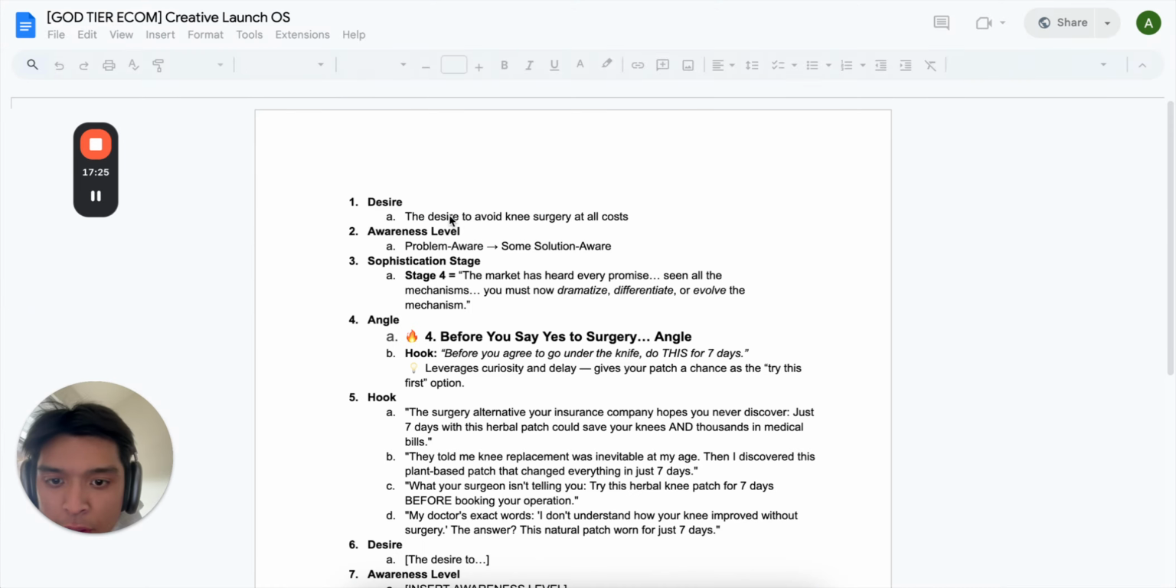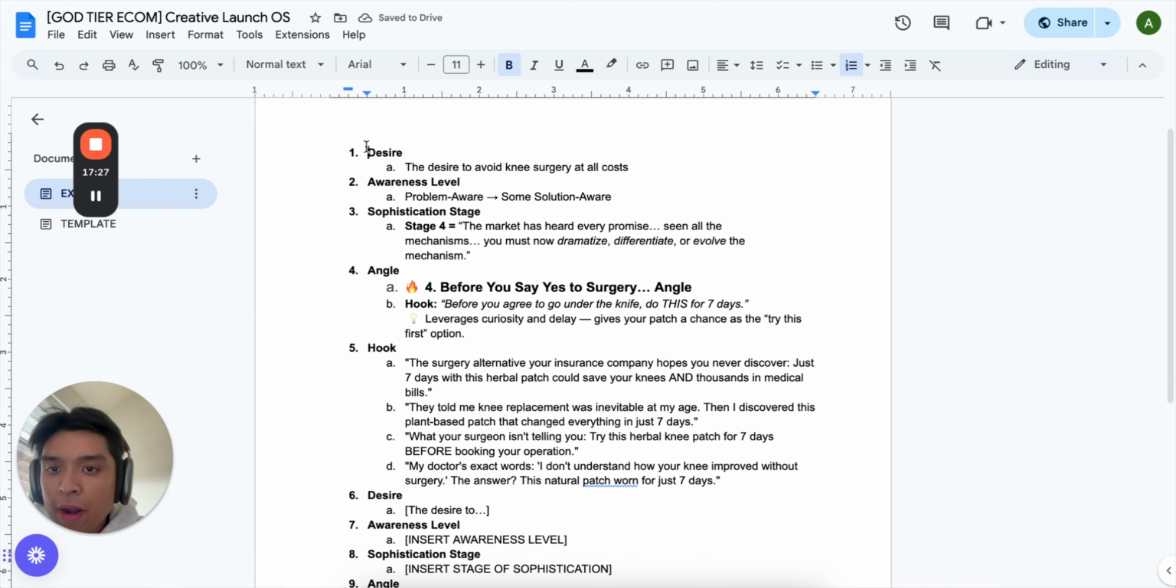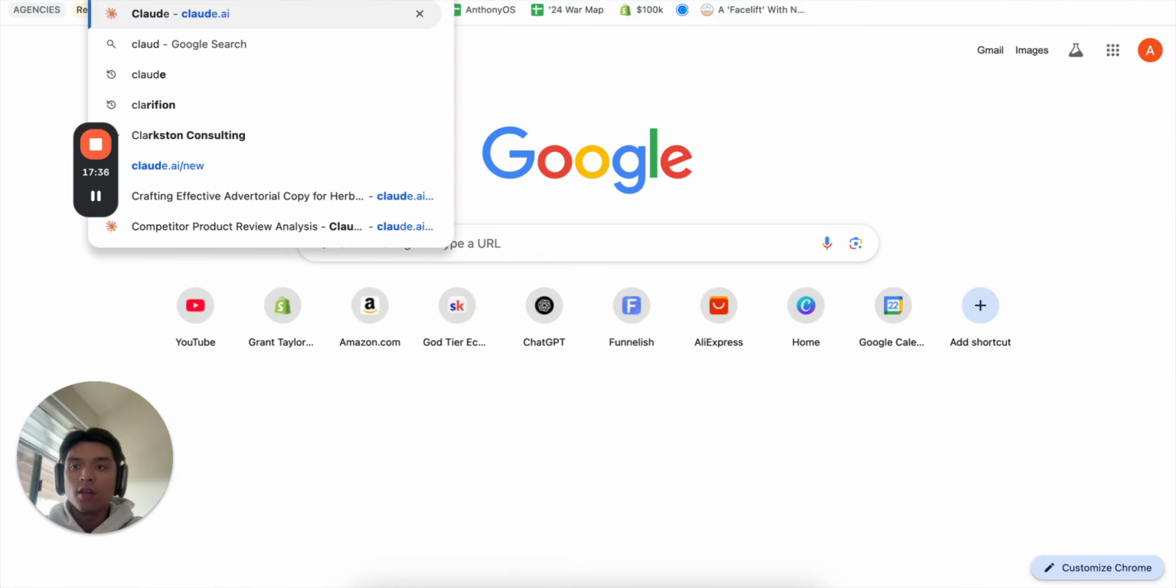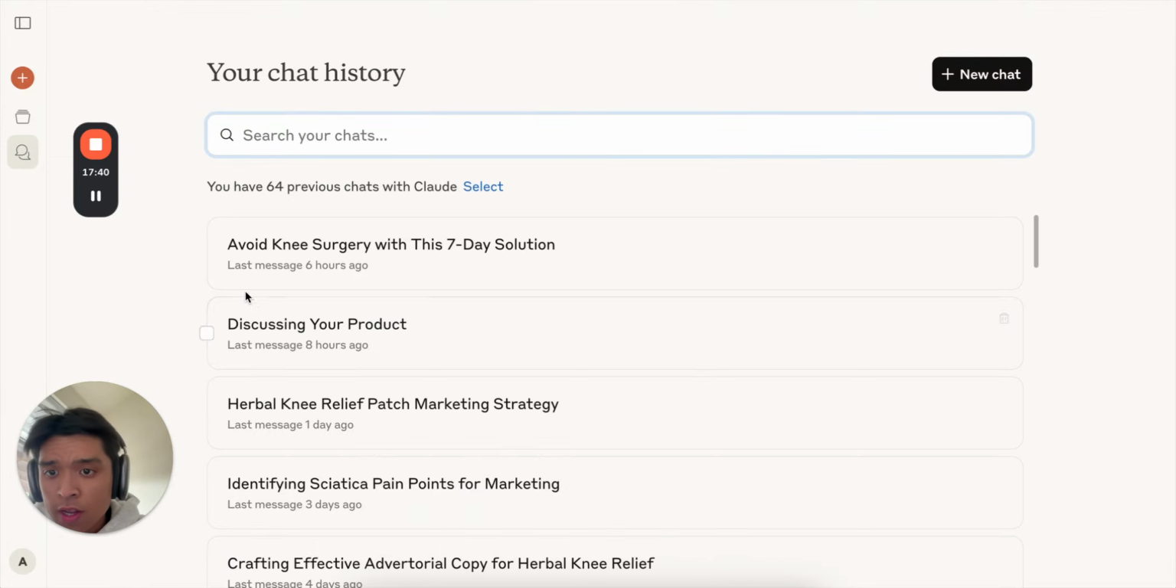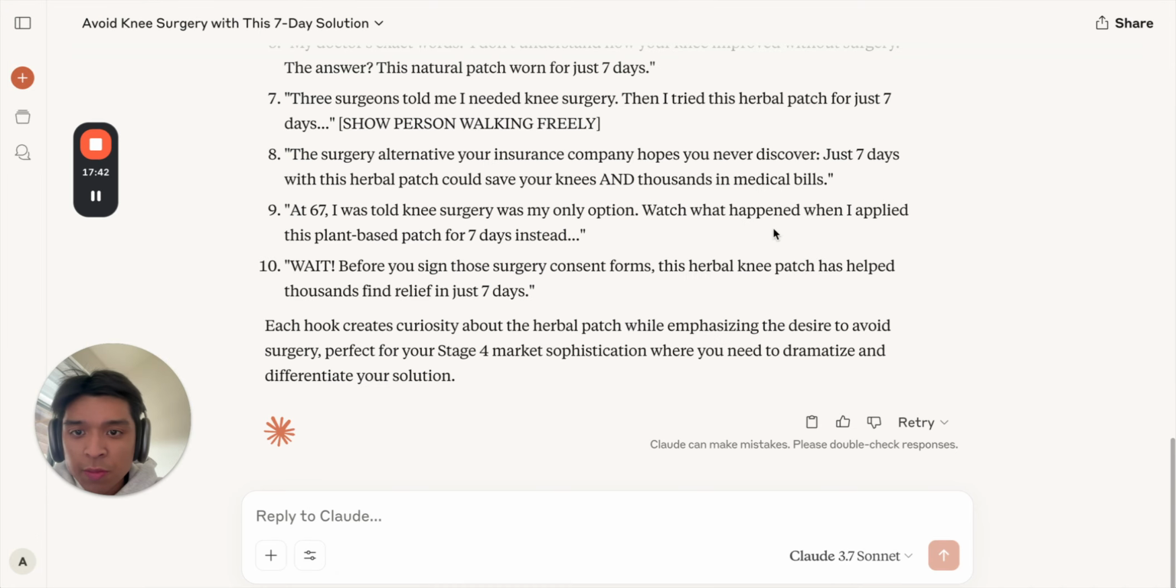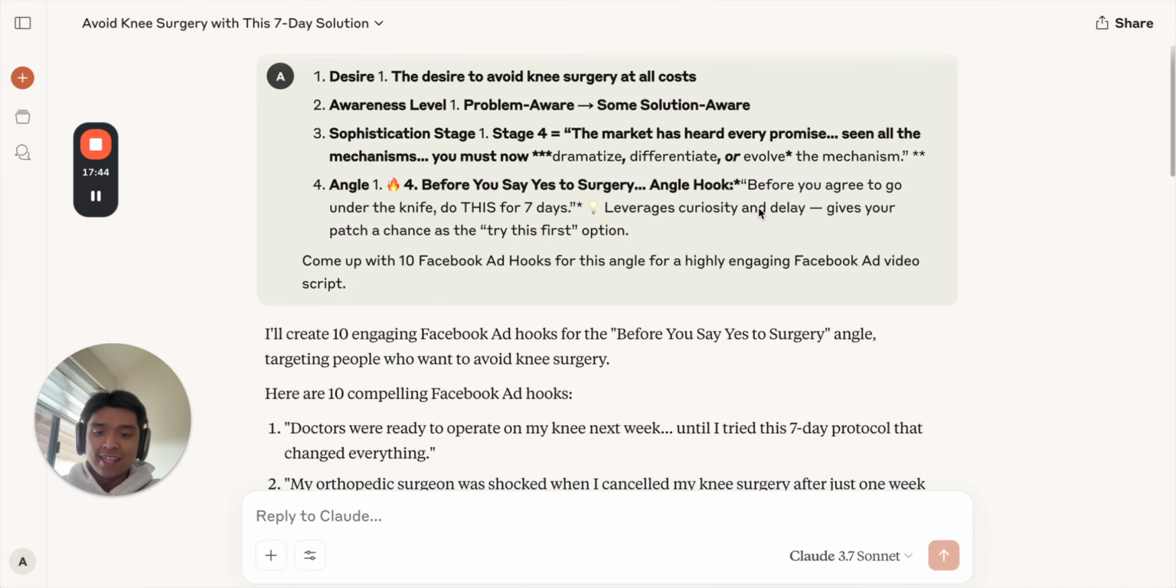Okay. Document like this. And you literally just map it out for every single creative that you make. Desire, awareness level, sophistication stage, the angle. And then you can now come up with hooks. You can do this inside of ChatGPT, or you can also do it inside of Claude. Now, personally, I think Claude just crushes ChatGPT when it comes to hook generation, but this is it. This is the workflow. I literally just copy pasted all of this.